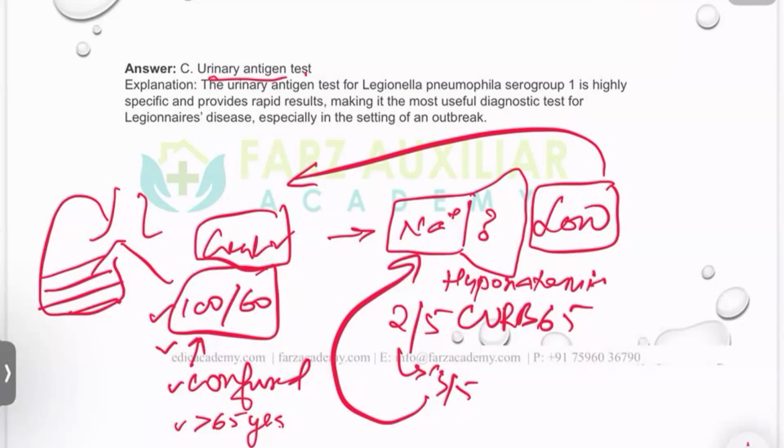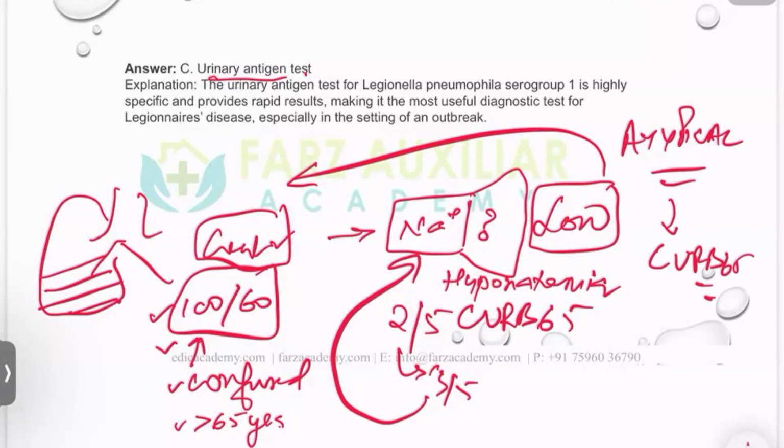Is that clear? Clear. So these kinds of pneumonias are known as atypical pneumonia because they do not conform to CURB-65 so well. Okay?